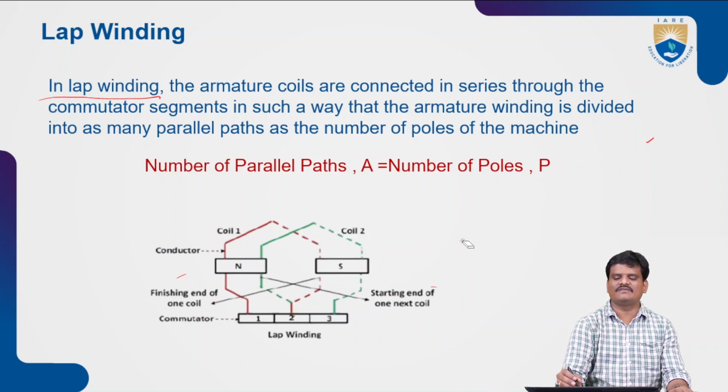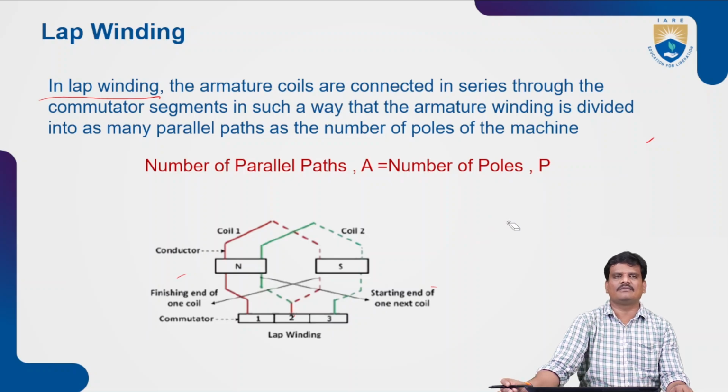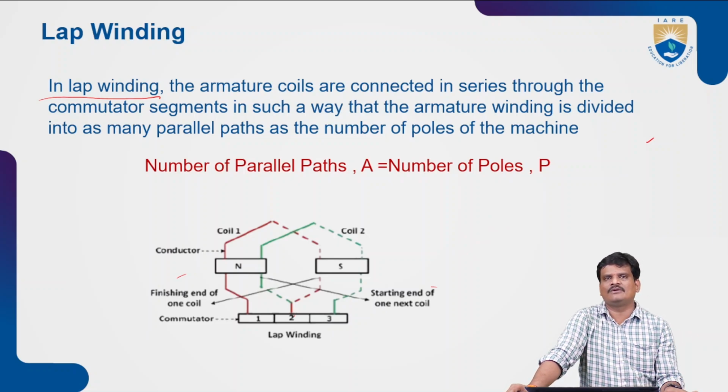So what is the main difference between lap winding and wave winding? Lap winding is nothing but always the number of parallel paths will be equal to the number of poles of that particular given machine. If it is a wave winding, irrespective of the given number of poles, always the number of parallel paths will be equal to 2.